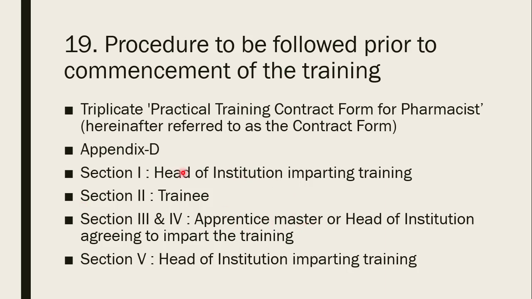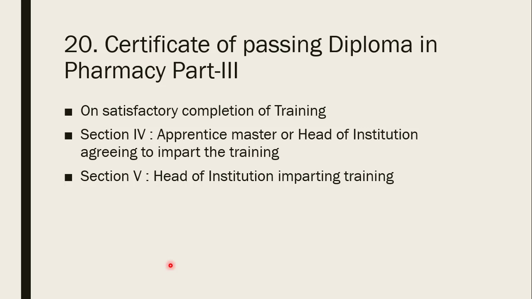Now what all details are to be filled in section 1, 2, 3, 4, 5 we are going to see in appendix D in detail in chapter 4. Section 3 is to be filled by the apprentice master or the head of institution who is agreeing to impart the training. So these are the sections which are to be filled prior to the commencement of the training, and what are 4 and 5, we will see in the next section.